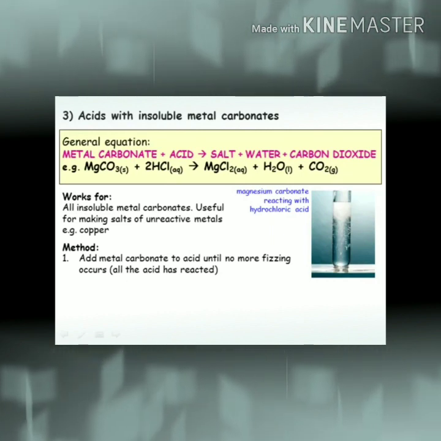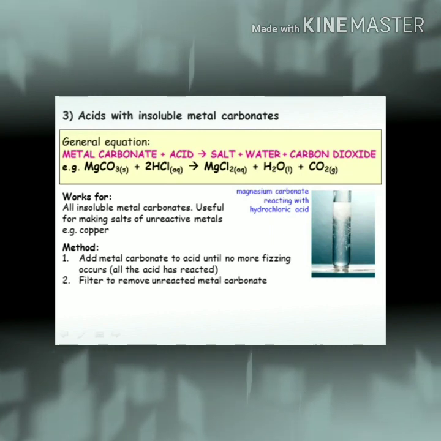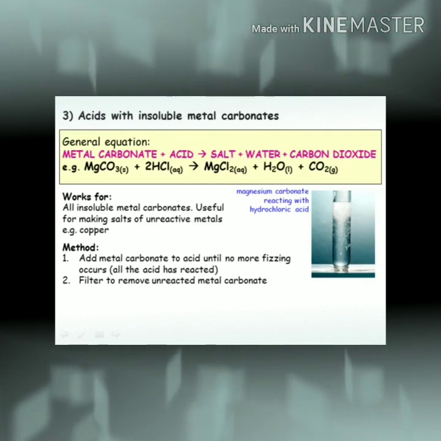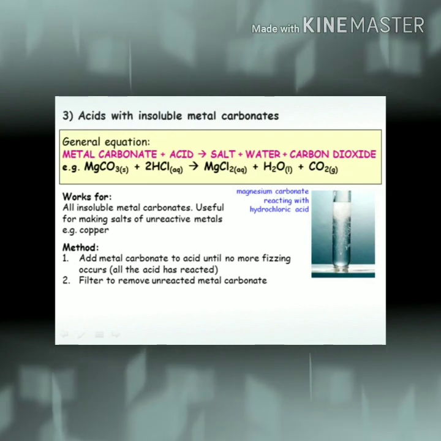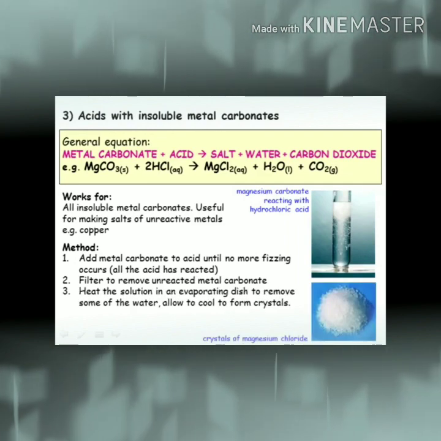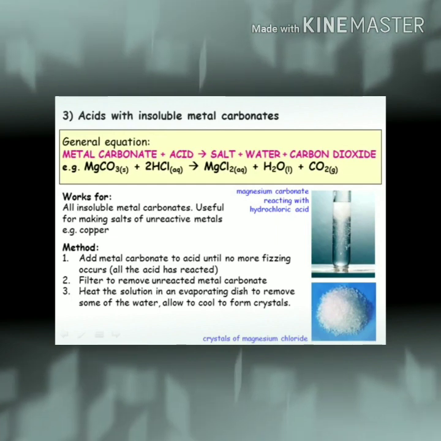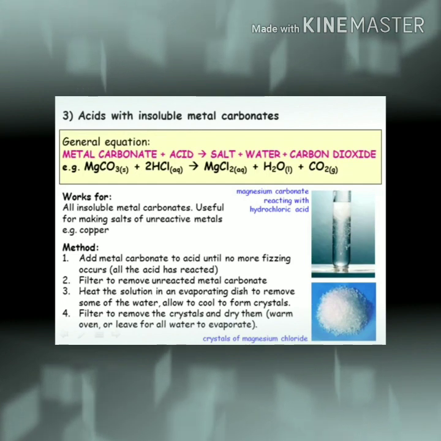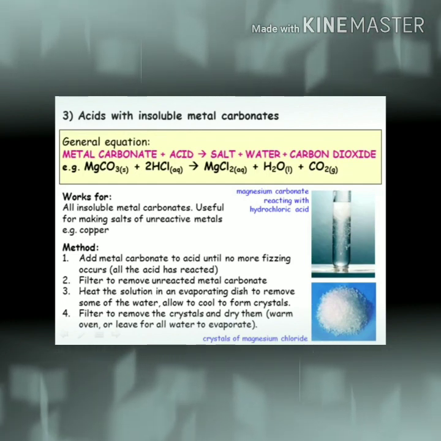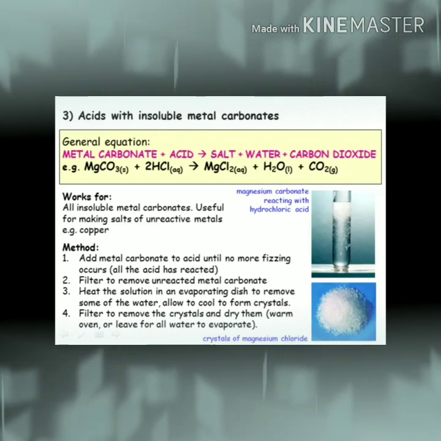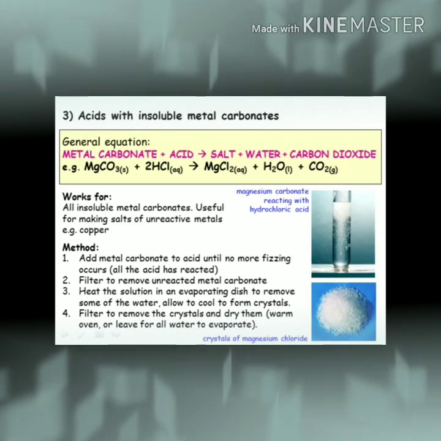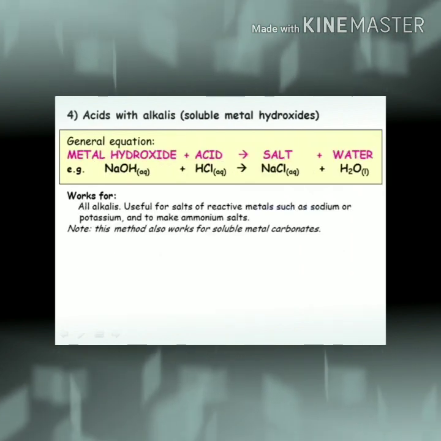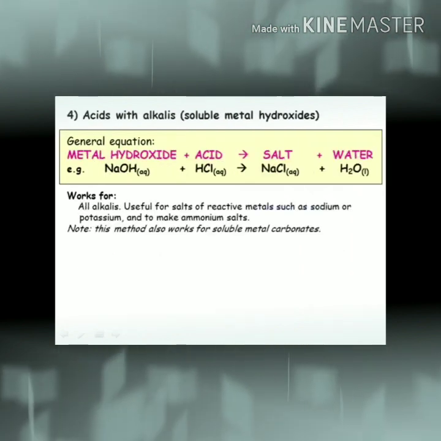How can you prepare this with insoluble metal carbonate? Here is the working method. Insoluble metal carbonates are useful for making salts of unreactive metals. The first step is to add the metal carbonate to acid until no more fizzing, so the acid has reacted. In the second step, filter to remove the unreacted metal carbonate. In the third step, heat the solution in an evaporating dish to remove some of the water and allow it to cool. In the fourth step, filter to remove the crystals.